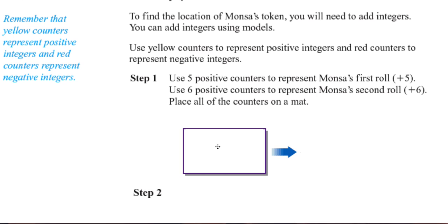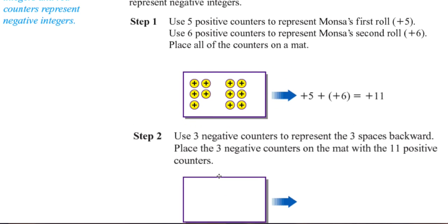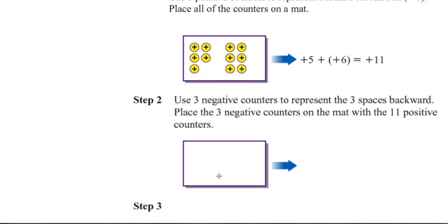Place all the counters on the mat, just like right here. 5 positive counters and 6 positive counters. That means the expression here is positive 5 plus positive 6, or 5 plus 6 equals 11 positive counters. Then use 3 negative counters to represent 3 spaces backward. Place the 3 negative counters on the mat with the 11 positive counters. So you have your 11 positive counters, and we added 3 negative counters.